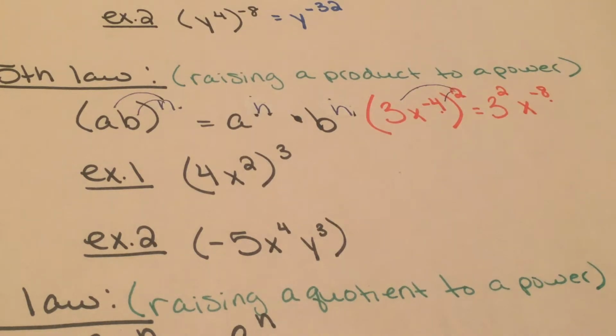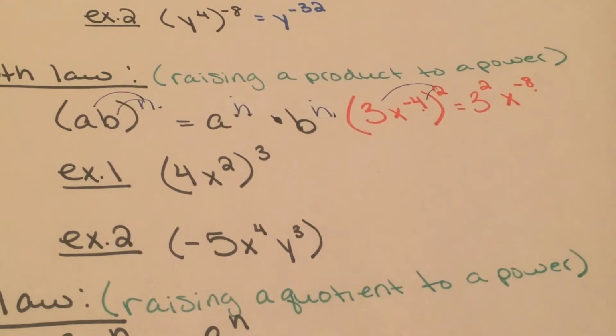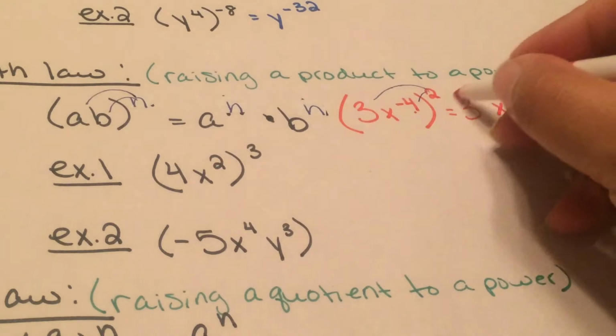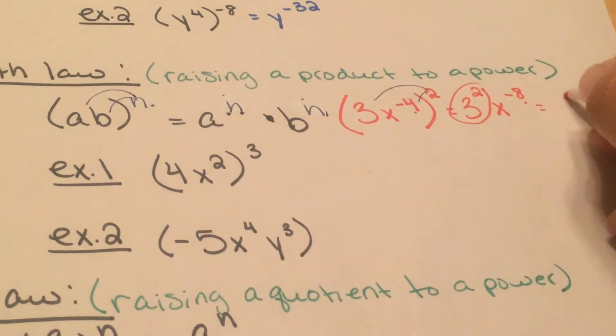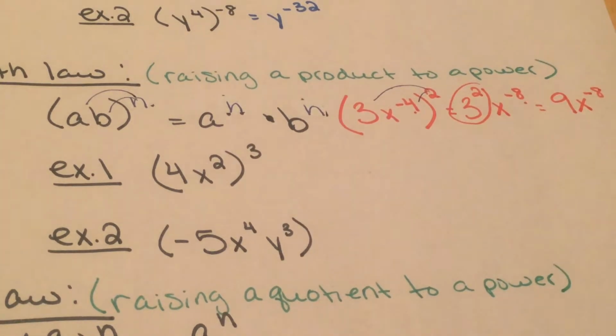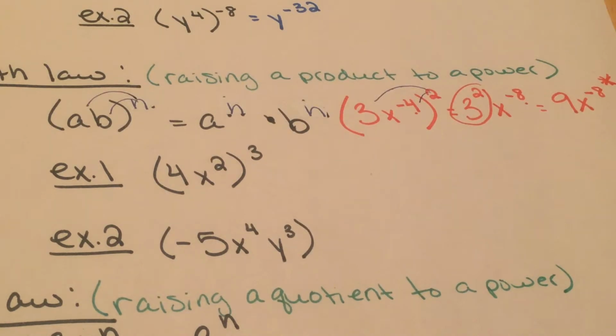And again, if we want to simplify this a little bit more, what we haven't seen so far is what this coefficient really means. Well, that really means 9. 3 to the second power, 3 times 3. So it would be 9x to the negative eighth. Again, there's something tricky going on with that negative exponent, so I'm going to star that just for later reference. All right, why don't you go ahead and try example 1 and example 2 on your own.